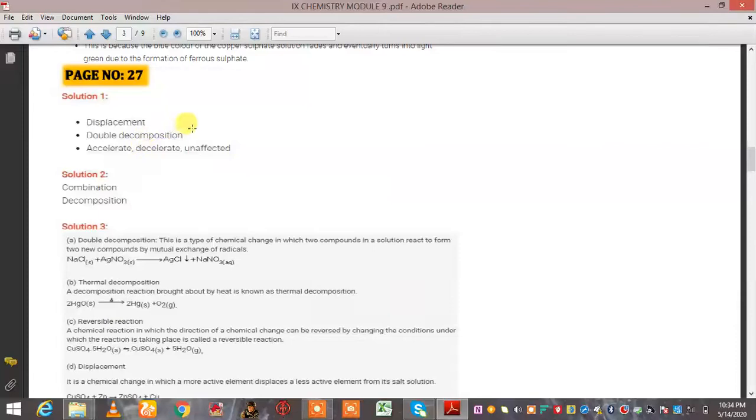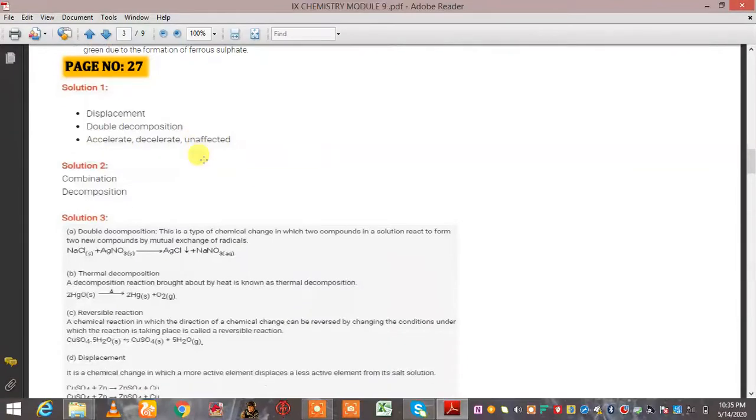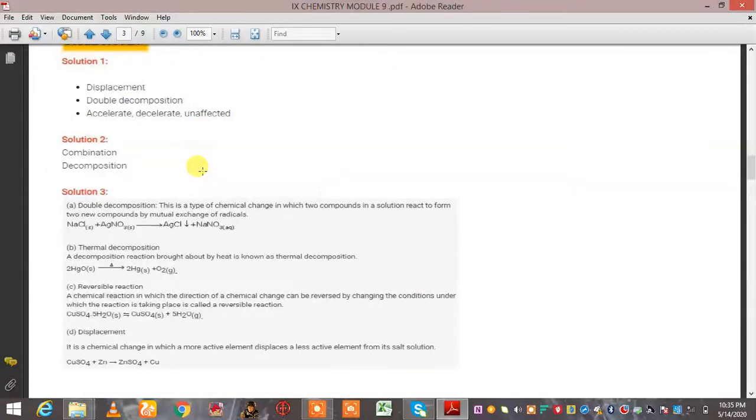Now the first question is, given that, which type of reaction is this? So this is the displacement reaction. The second question is given, that is double decomposition. And what are the uses of catalyst? So it accelerates or decelerates the rate of reaction.